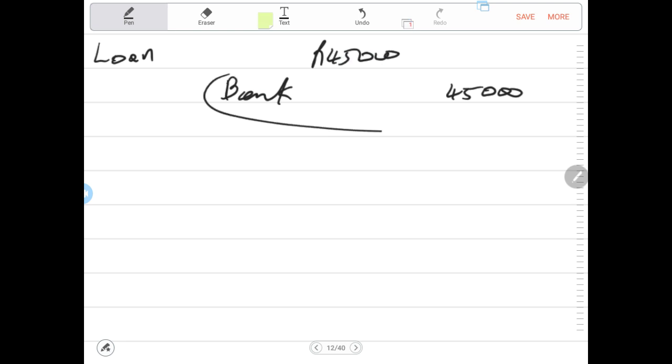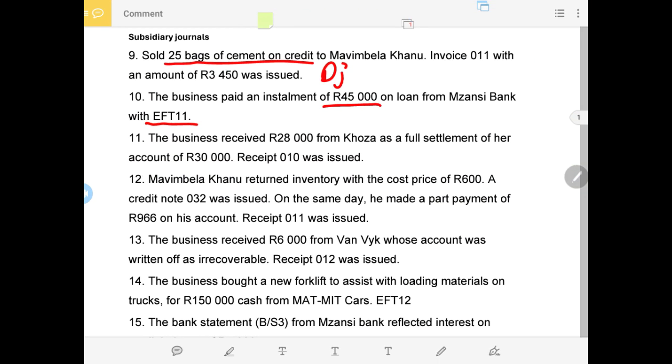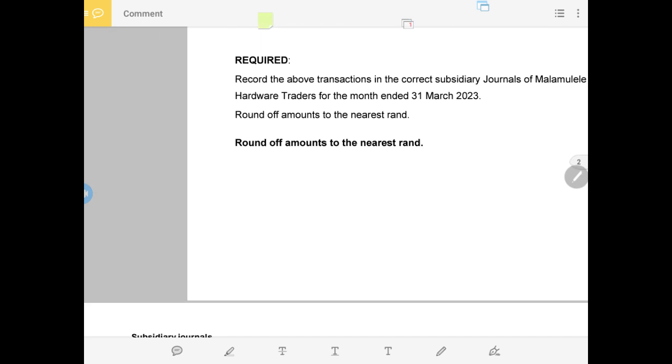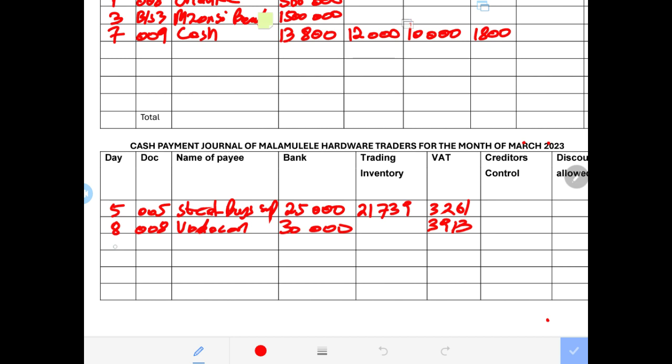Do you have a column for bank in the cash payment journal? Yes. Do you have a column for loan in the cash payment journal? No. Where do we record sundries? So that is the easiest one, the cash payment journal. A payment was made to pay our loan. It was on the 10th day, and we have number 11, 011.